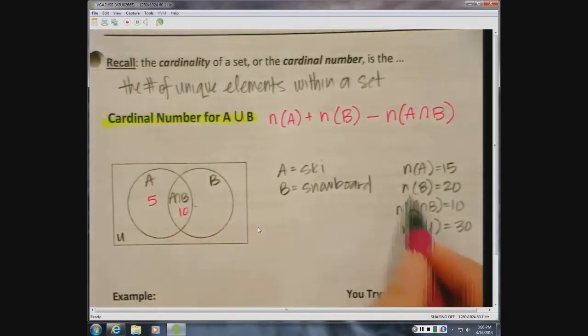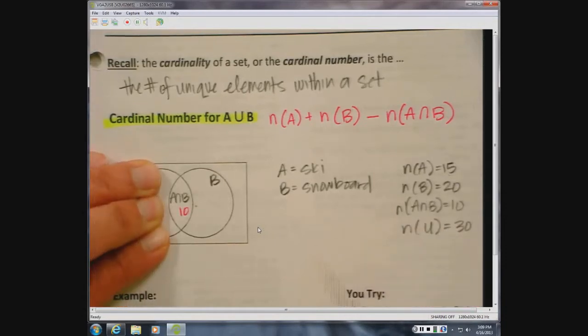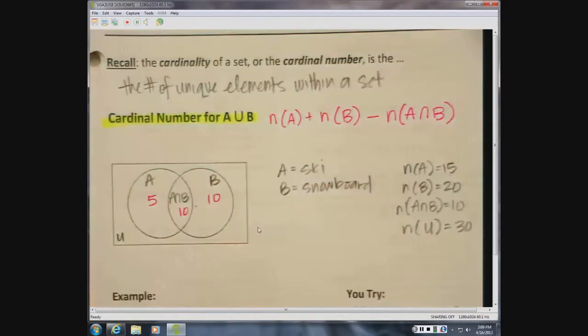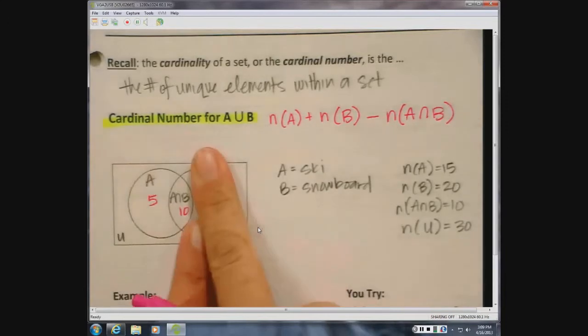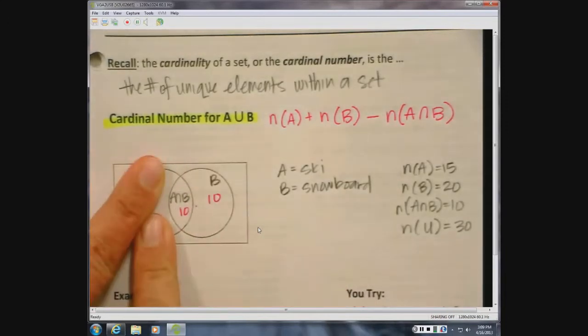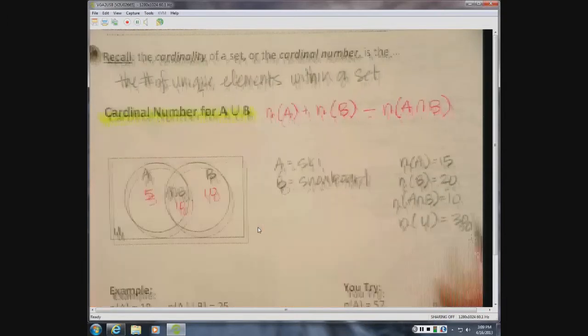The number of people who know how to snowboard is 20. 20 people can snowboard. We already have 10 people in set B. So the other 10 are going to be here. And so just to recap, so far I have 15 people in set A, 20 people in set B, 10 people in the intersection. The universal set is 30.